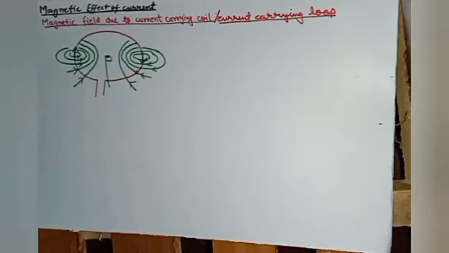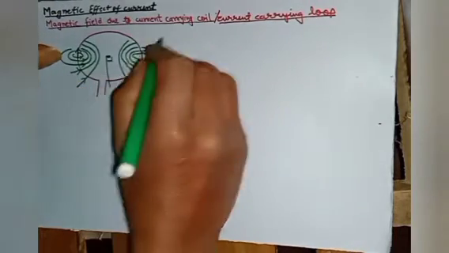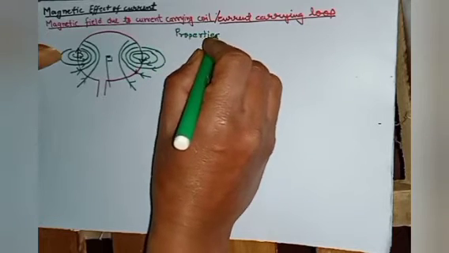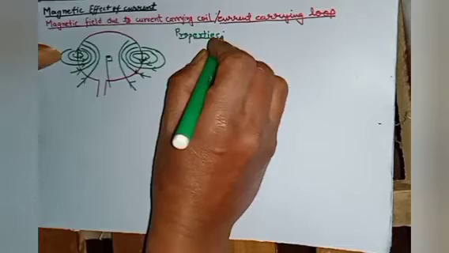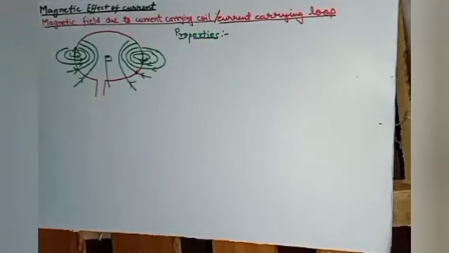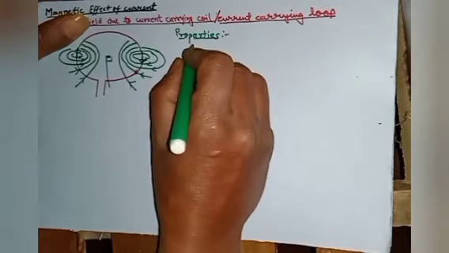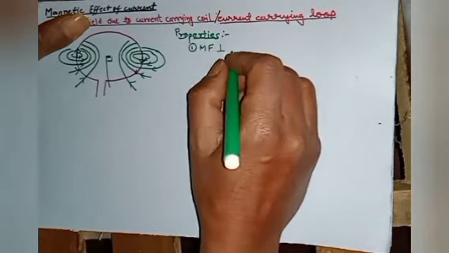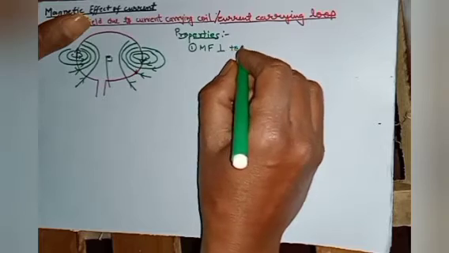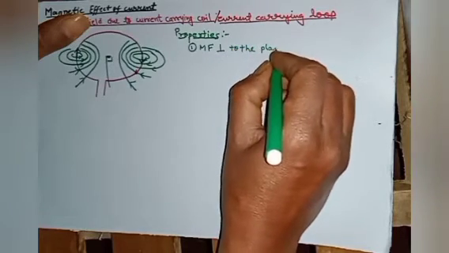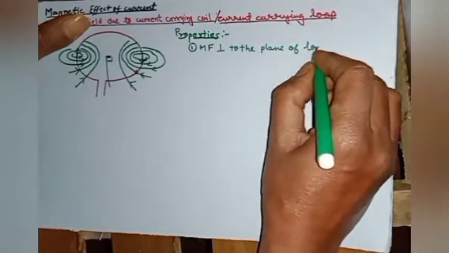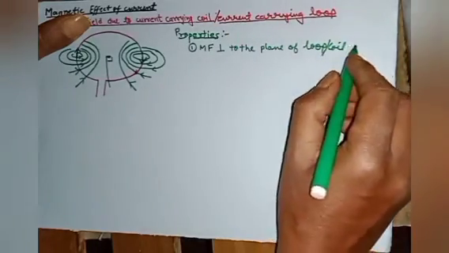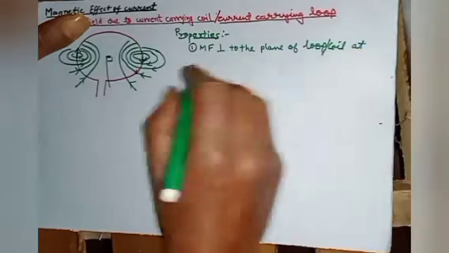So now, what are the properties of magnetic field lines due to a loop? Okay, so first thing, the magnetic field is perpendicular to the plane of the loop or coil, whatever is given, at the center.